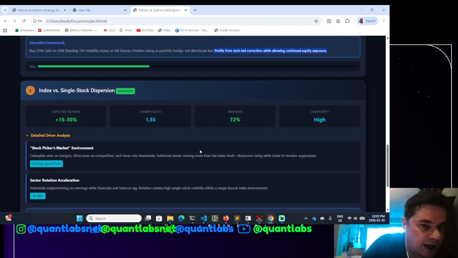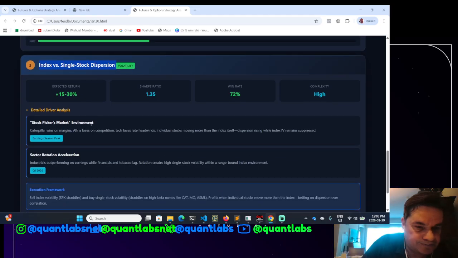That's why the markets are down, because of Microsoft. So here we have index versus the single stock dispersion. Caterpillar wins, Altria loses on competition, tech rate headwind. Individual stocks are moving more than the index itself. So there is a dispersion happening.